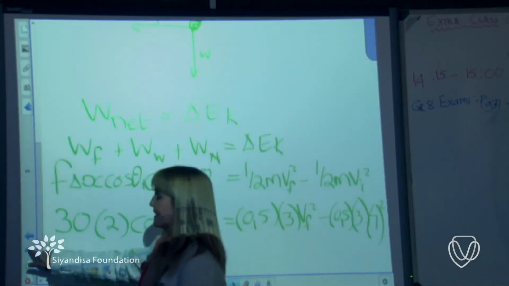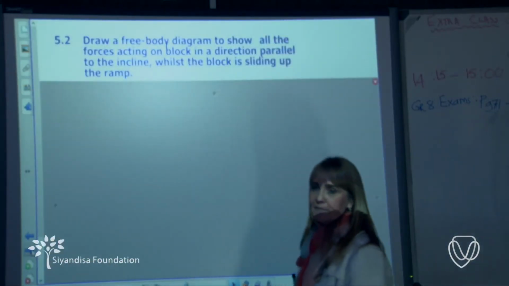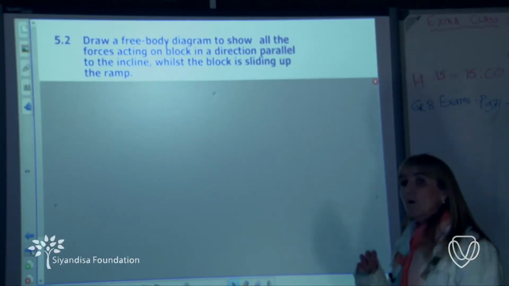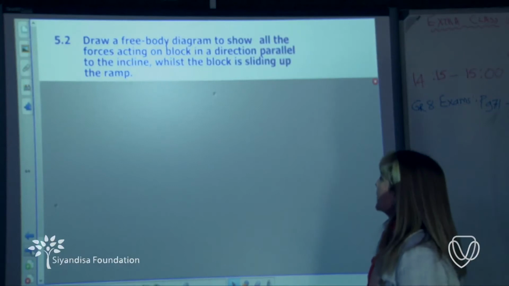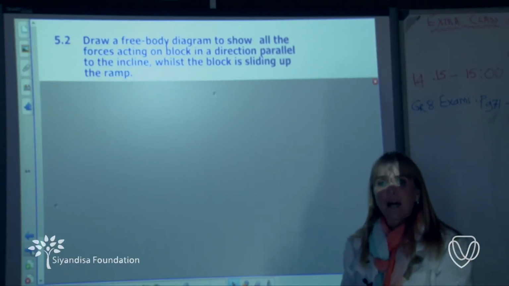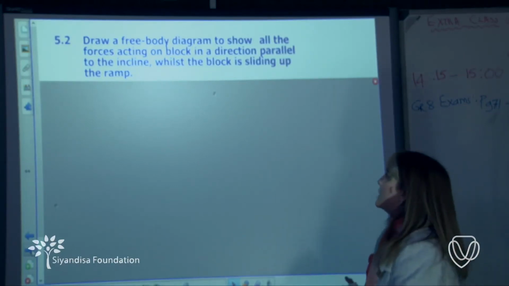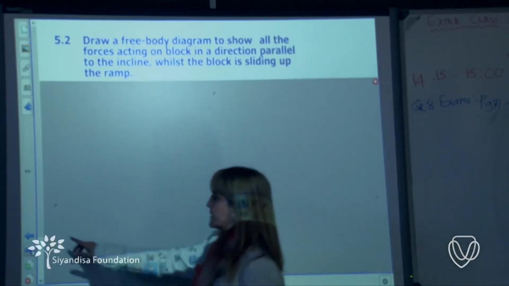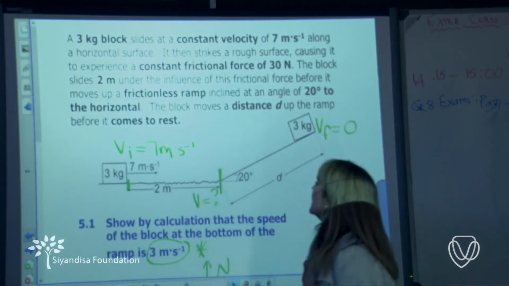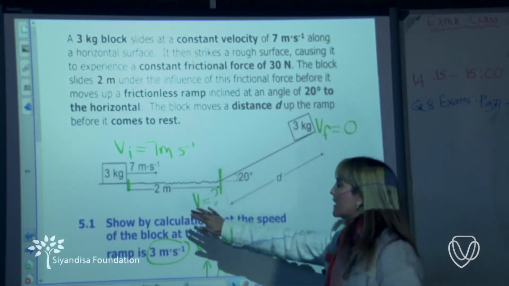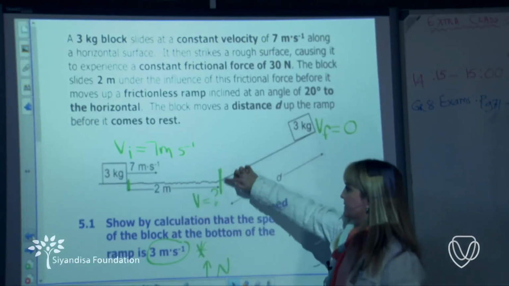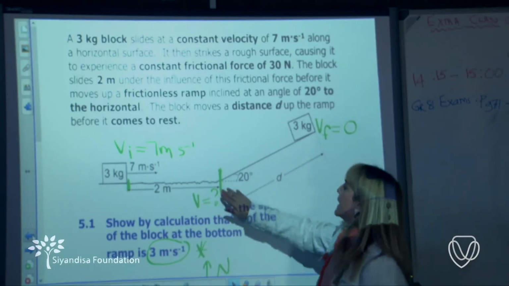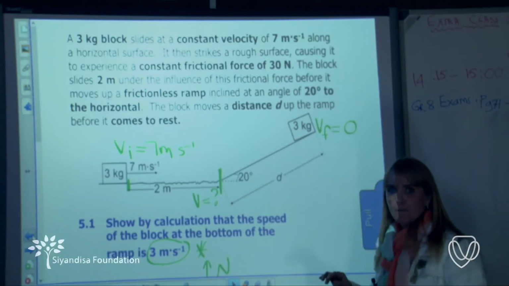Now, this question continued. It wasn't only 5.1. 5.2 says, draw a free body diagram to show all the forces acting on the block in a direction parallel to the incline while the block is sliding up the ramp. So now we need to go back to our original diagram. The block has now reached that position there at a velocity of 3 meters per second. It now starts moving up the ramp.